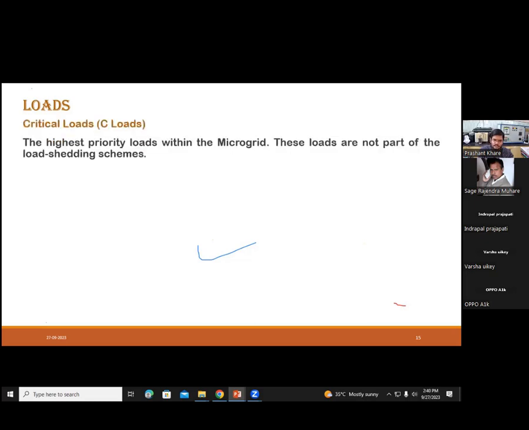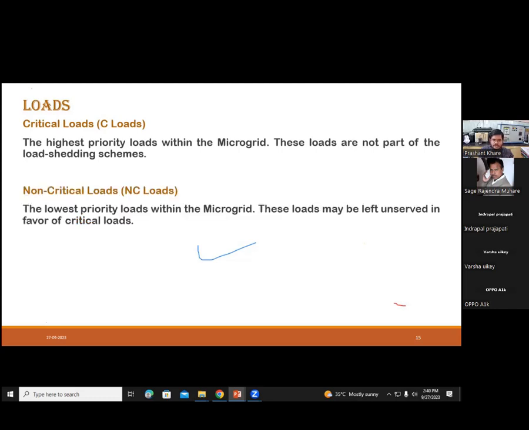So critical load means highest priority load. These loads you cannot curtail in any condition, or if sufficient power is not available, then you can curtail this load only in the last. First you have to curtail a non-critical, then only you can come to the critical. So this is the critical load.